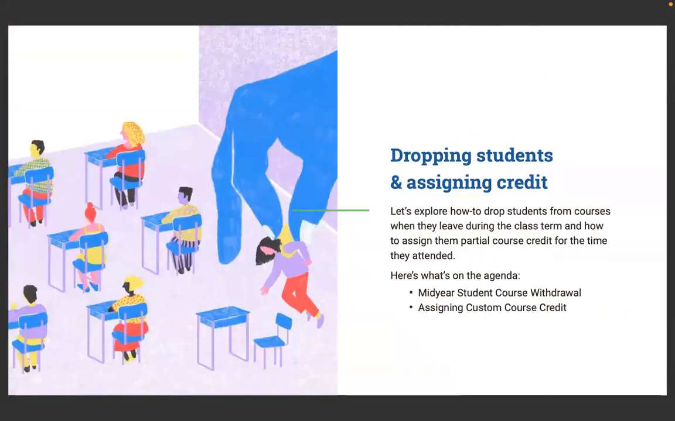Today we're taking you through what should be a pretty short and simple, straightforward webinar, but it's an important process: dropping students and assigning credits when they don't necessarily match the original course credit. This very well could happen in the middle of a year if a student drops a class or has to withdraw for whatever reason. We're going to take a look at what happens when we have a student withdraw from a course in the middle of the year. And then I'll show you how to assign a custom credit. So if a student received partial credit for a course, or maybe they were there for half the term and you want them to get credit for half that term, I'll show you how to override that with a couple features here in JMC.